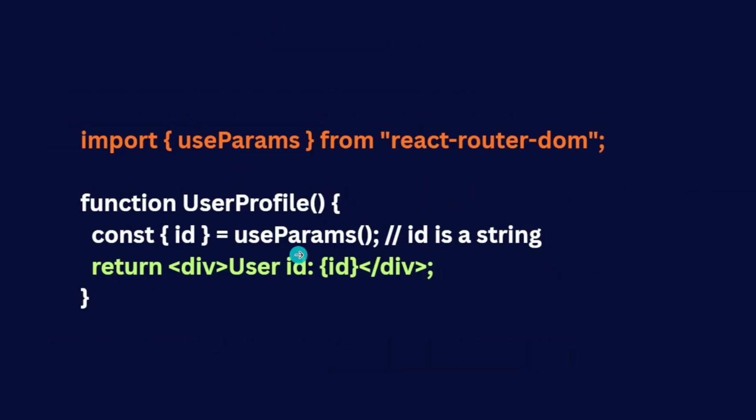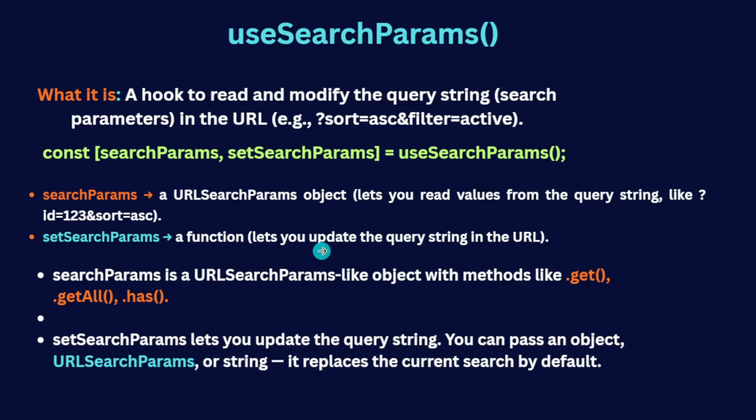And this is dealing with the path. So useParams is dealing with the path, right? And useSearchParams is dealing with the query string. So it is a hook to read and modify the query string search parameters in the URL. You can see, because I think every platform allows us to search anything.